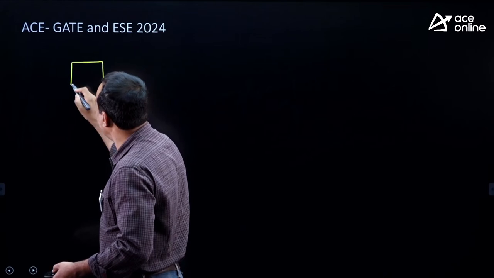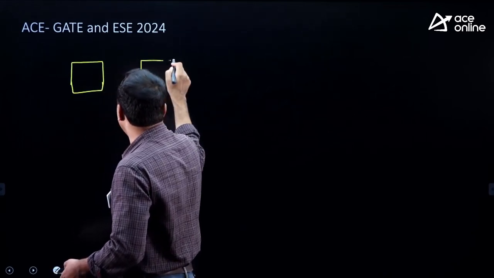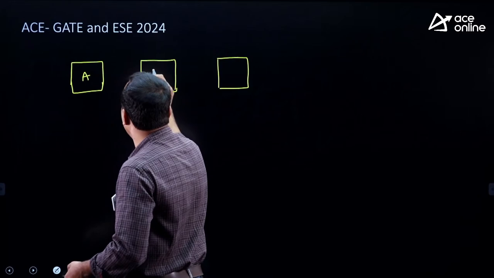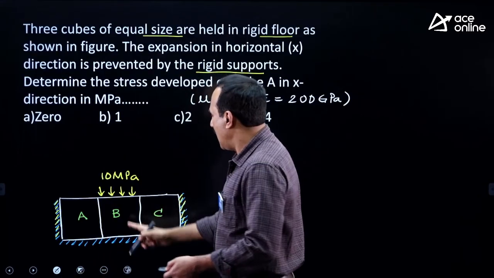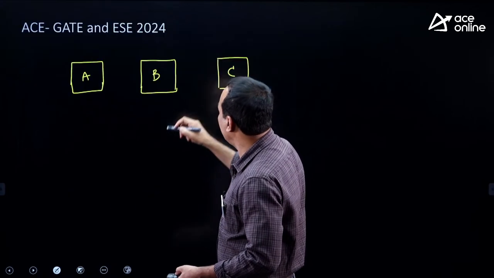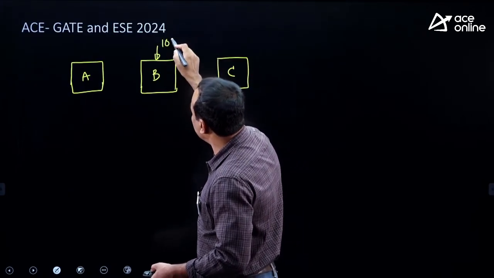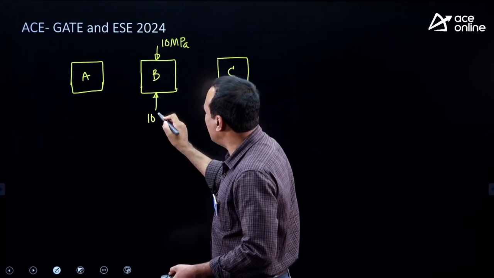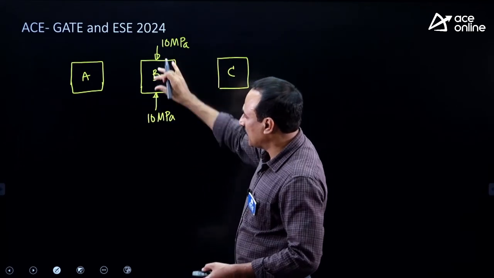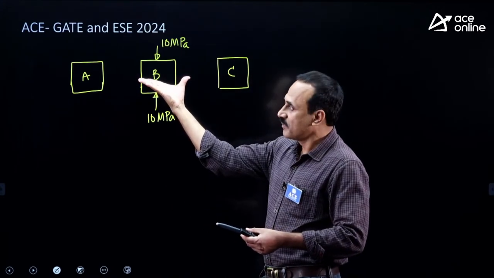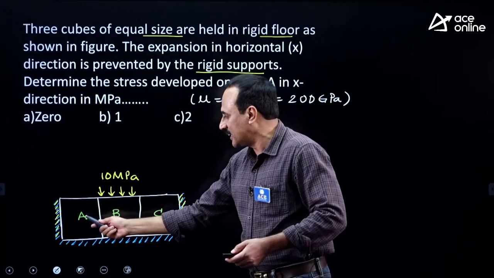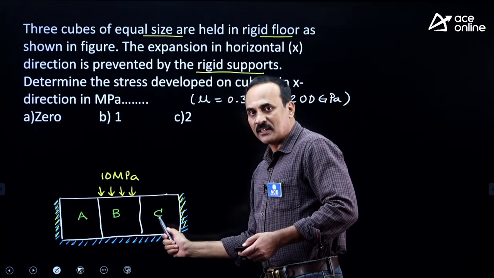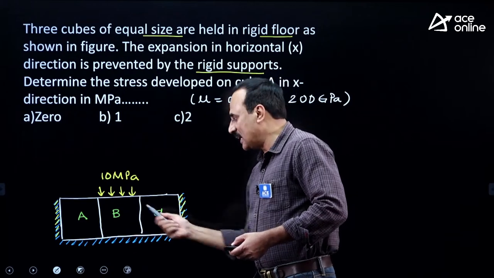So this is cube A. The front view I am showing, this is cube B, this is cube C, ABC. All are resting on the rigid floor. On the middle cube, there is 10 megapascal of compressive stress. Obviously, the reaction by the floor will be 10 megapascal. Because of this compression, it wants to expand like this. But as cube B is touching A, A will give a reaction for the expansion of B. Again, cube C also gives a reaction for the expansion of B in X direction.